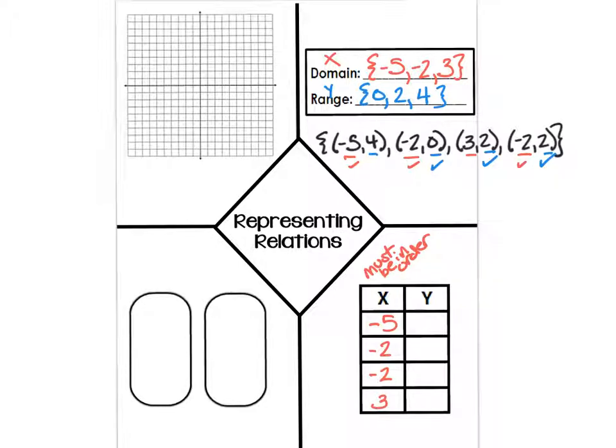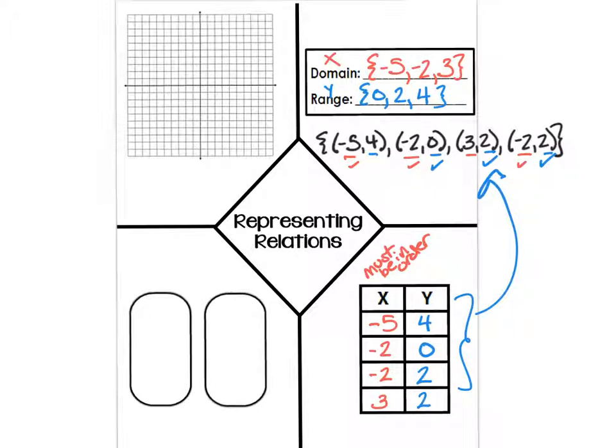My y values, my range, cannot be in order because these points here need to match the points in my relation. So the -5 is sitting with a +4. My -2 is sitting with a 0. It's also sitting with a +2. And the 3 is also sitting with a +2. So there's my table.